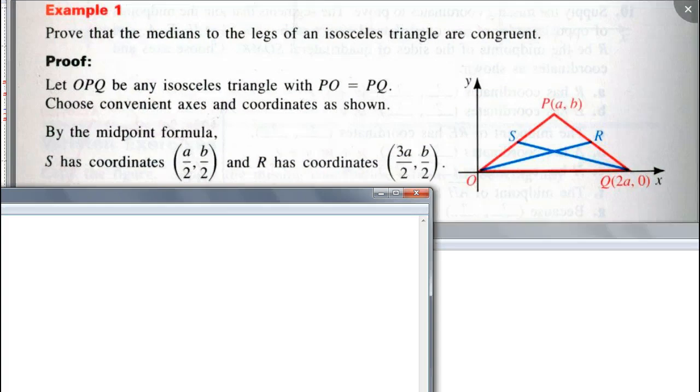You could have made Q 4a, 0. Yeah. And P? 2a, 2b. Yeah, you could have made P 2a, 2b, then this would be 4a, right? Comma 0. Yeah? Now that we look at this, we go, okay, we could have gotten rid of all these fractions. But they didn't. It's okay.